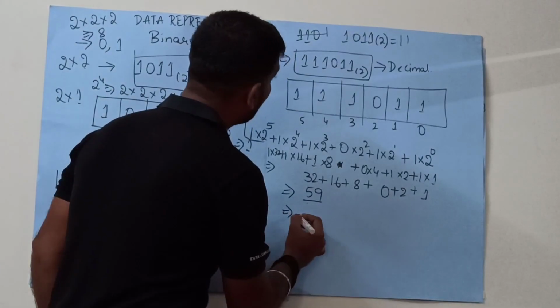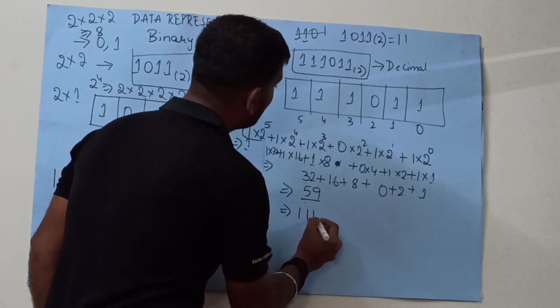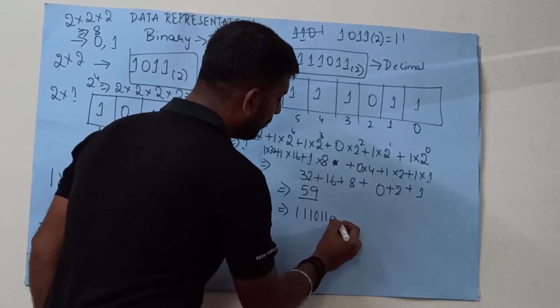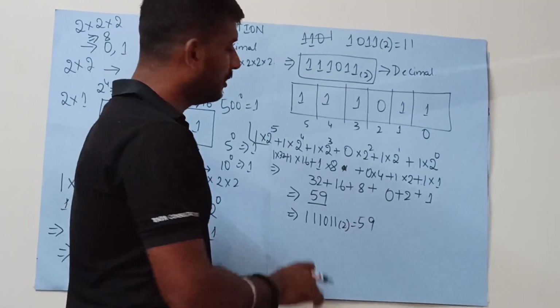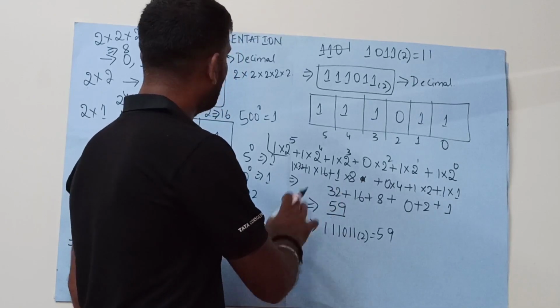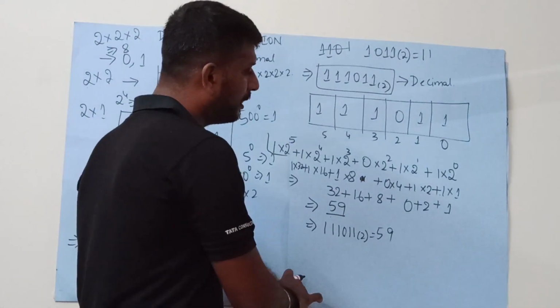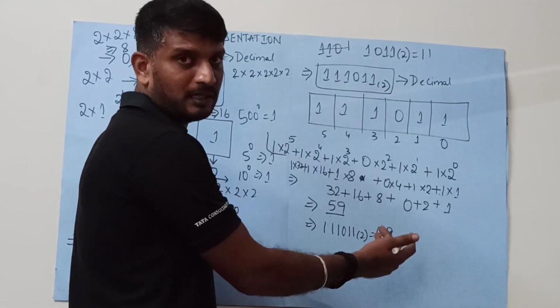So finally what you have to write is 111011 to the base 2 is equal to 59. So this is how exactly you are converting the binary number into the decimal number.